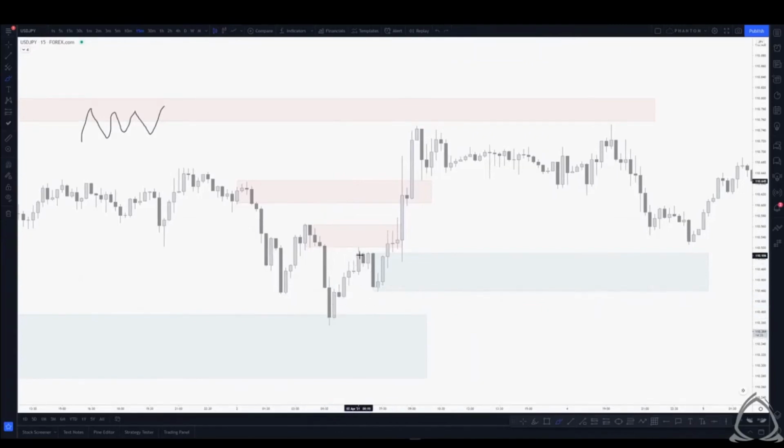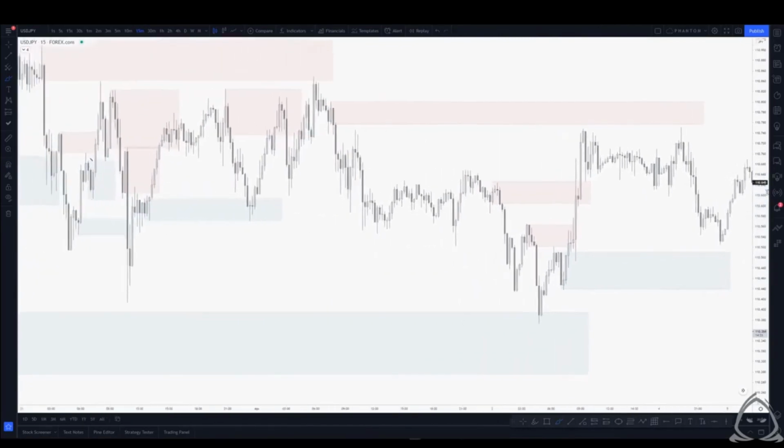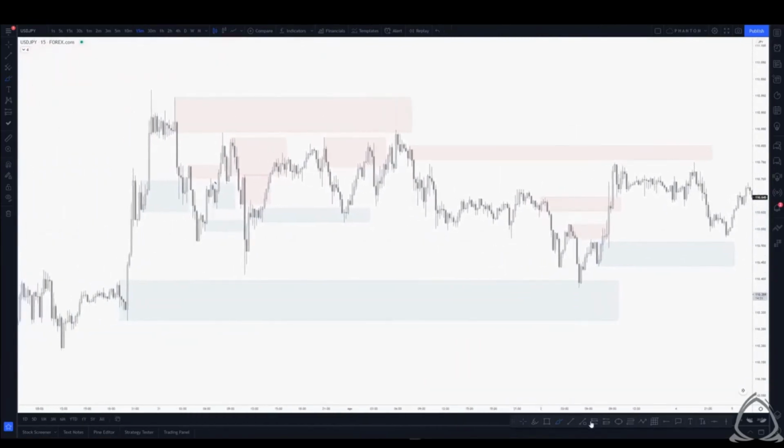So we have a continuation model. We have a larger pivot coming from an uptrend, and then another expansion to the upside, a continuation model. So that's a really quick run through on the continuation models.